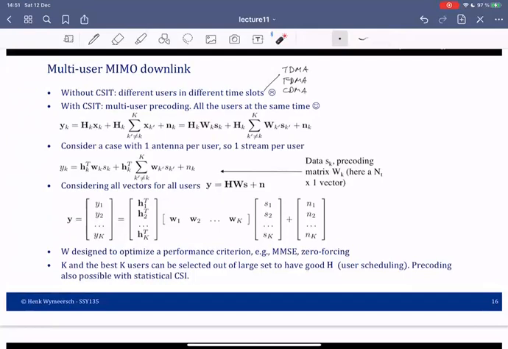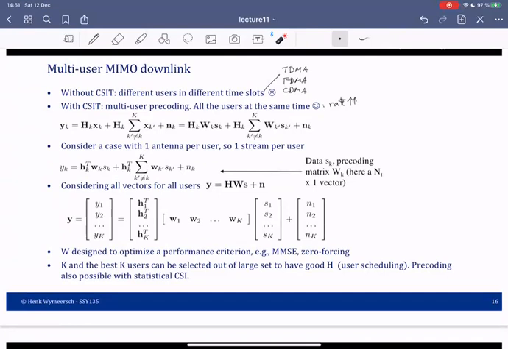But if the base station knows the channel, it can do something called multi-user precoding. And then it can send the signal to all of the users at the same time. And I put this happy face here because that means the rate will go up a lot. You can imagine if you have 20 users to serve and you serve them separately, one after the other, versus all at the same time, you will get 20 times more rate by doing this technique with the channel state information.